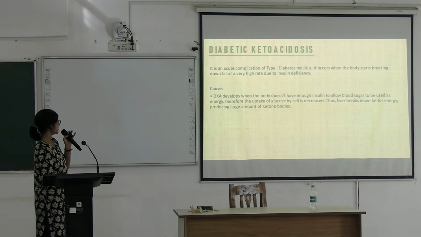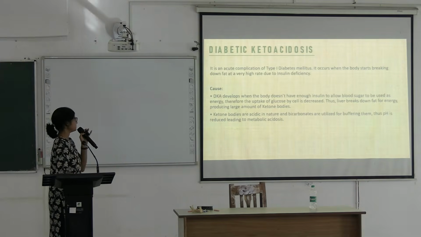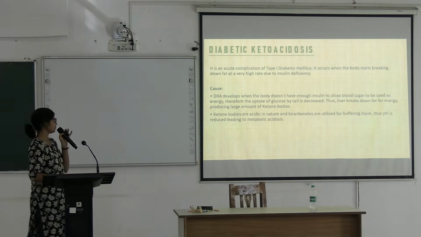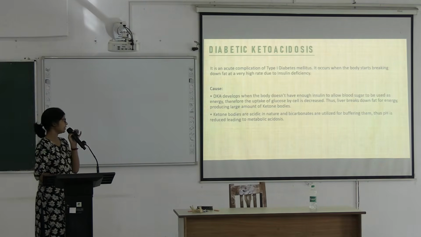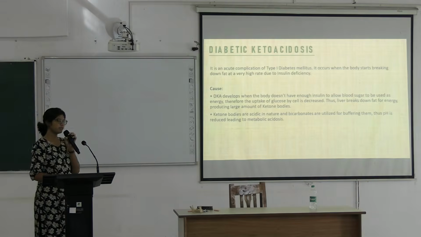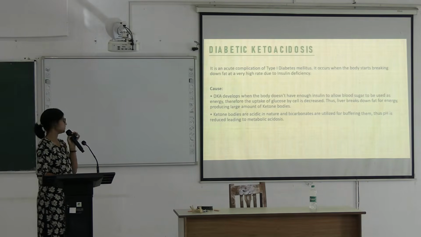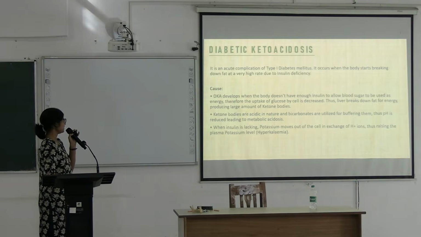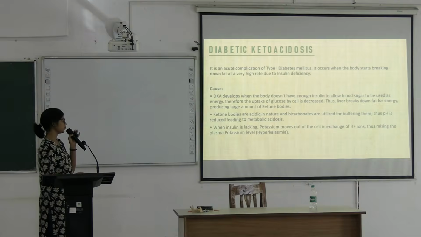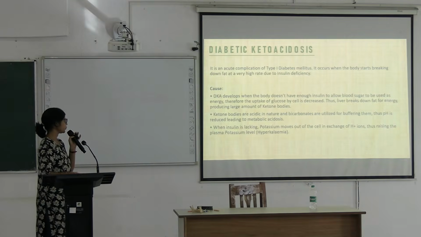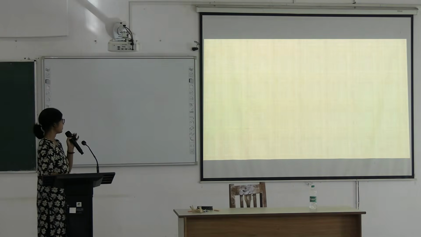And the next cause is metabolic acidosis, which occurs because ketone bodies are generally acidic in nature and bicarbonates are used for buffering them. Thus, the pH is reduced, leading to metabolic acidosis. And lastly, when insulin is lacking, potassium moves out of the cell, exchanging for an H plus ion, thus raising the potassium level in plasma, causing hyperkalemia.